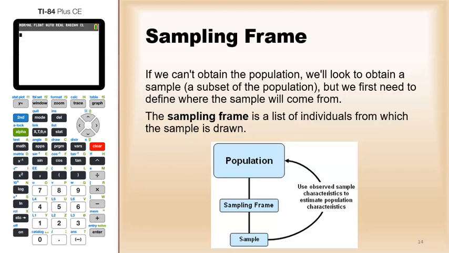So in the cases where we can't get the entire list, the entire population, we look at samples, which is a subset of the population. But first we need to find where the samples are coming from. The sampling frame is the list of individuals from which the sample is drawn. So we have the population, and we have the sampling frame, which hopefully includes the entire population, but doesn't necessarily do so. We sample from the sampling frame, and that allows us to make conclusions about the population.